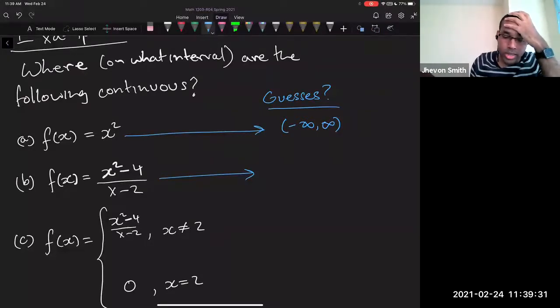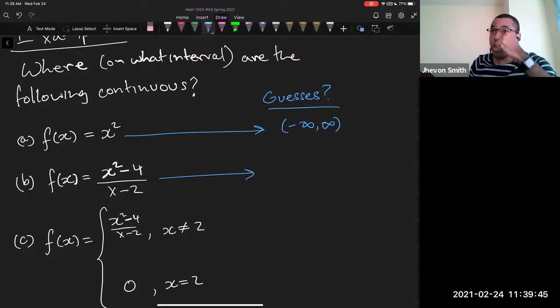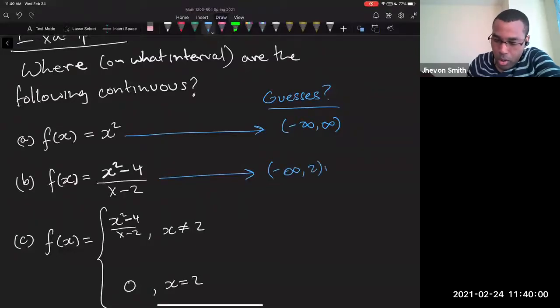Where is the second one continuous? I'm taking a total guess, but is it -infinity to 2 and then 2 to infinity? Right. Is the 2 included, like a square bracket? No, because if you plug in 2, you divide by 0, right? So it can be anything less than 2, or anything greater than 2. We cannot be 2 itself.